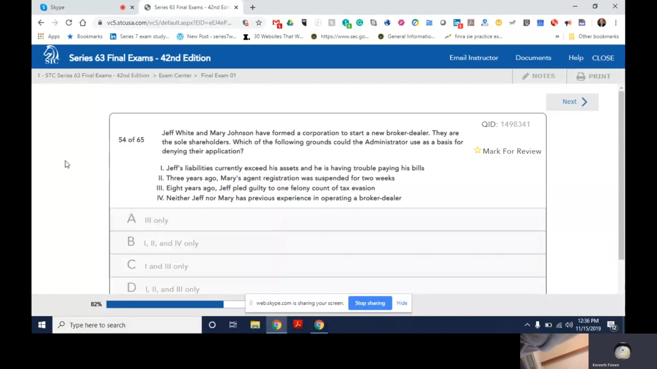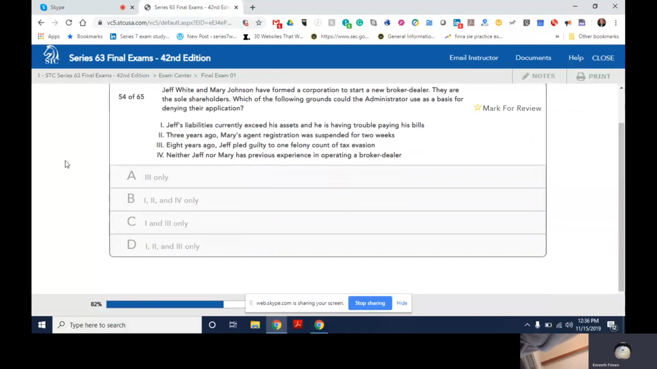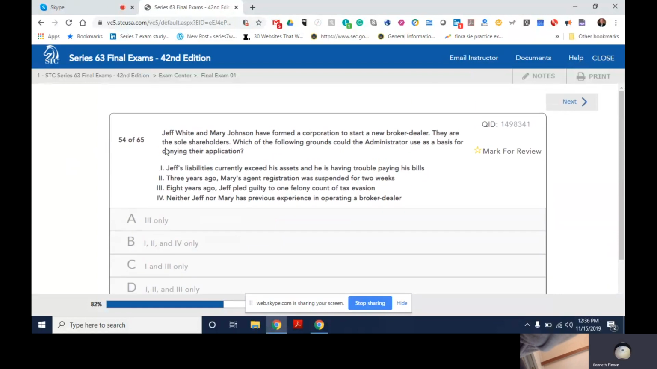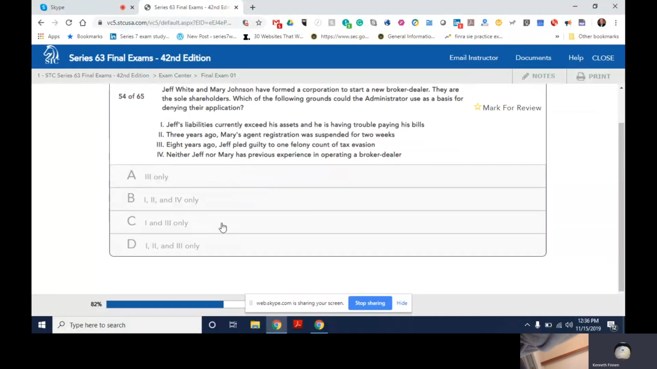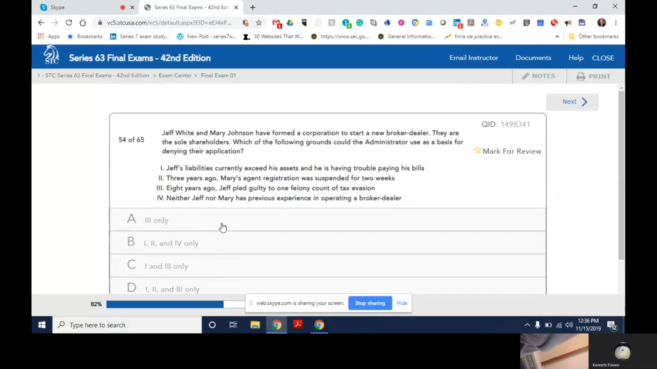Okay. One should not be an issue because it's a corporation. Two, okay, 3 years ago. No, since suspended for 2 weeks before. Okay. Three, he pled guilty to a felony. He's out. I would go with three only. See, the four part is tough because 3 and 4 was a choice. I would take it, but it's not there. So I would have to go with 3 because he pled guilty to a felony less than 10 years ago. That better be the right answer.